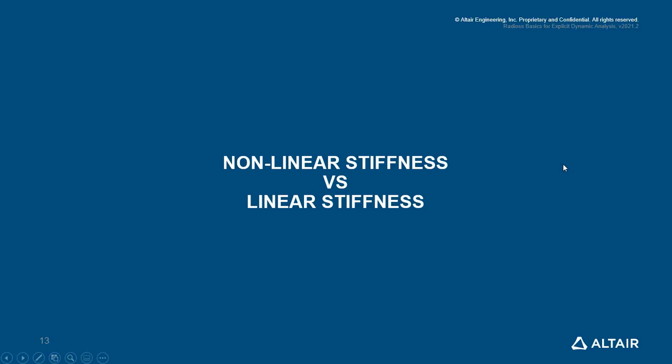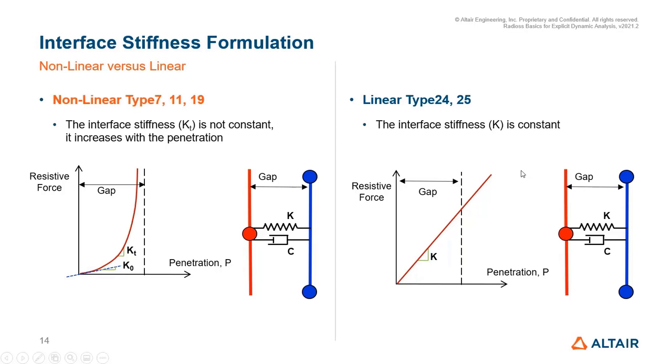So that was linear stiffness contact, that was type 25 contact. And looking at those two different types of contacts, let's see what is the difference between linear and non-linear stiffness contacts. So this is the figure we saw in both the type of contacts. So non-linear stiffness contacts are 7, 11 and 19, and linear stiffness contacts are 24 and 25.